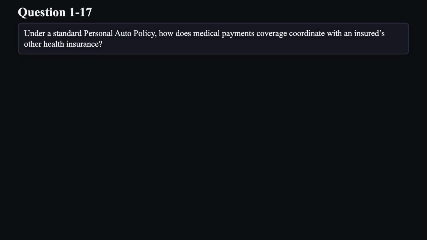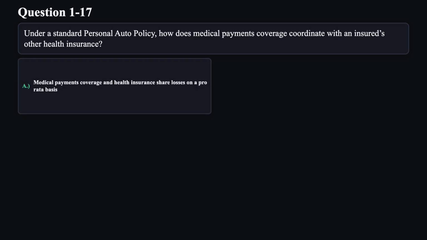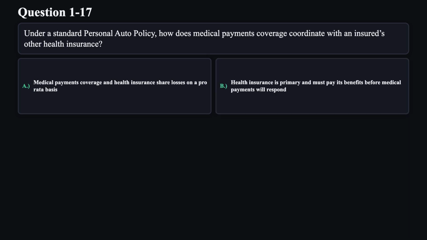Question 17. Under a standard personal auto policy, how does medical payments coverage coordinate with an insured's other health insurance? A. Medical payments coverage and health insurance share losses on a pro rata basis. B. Health insurance is primary and must pay its benefits before medical payments will respond.